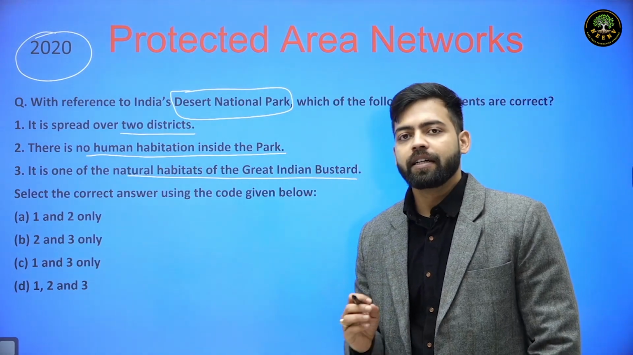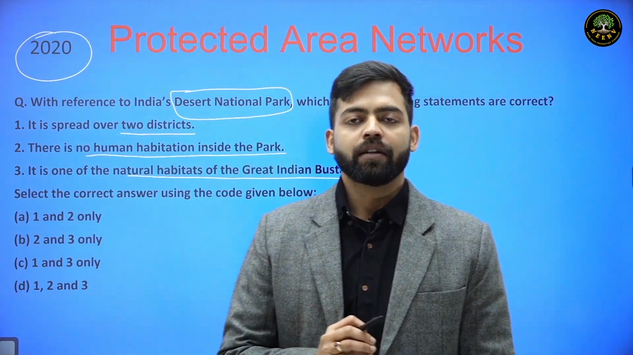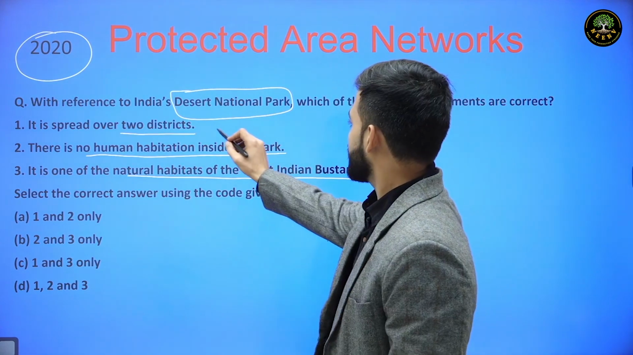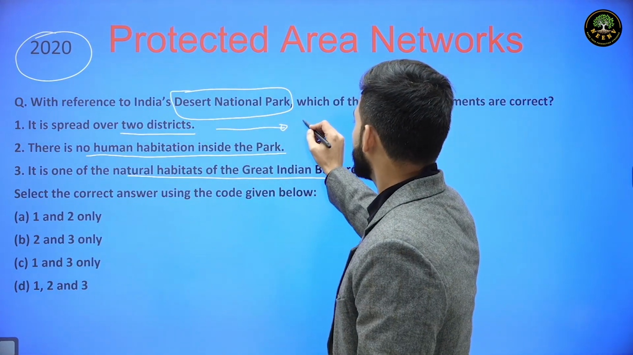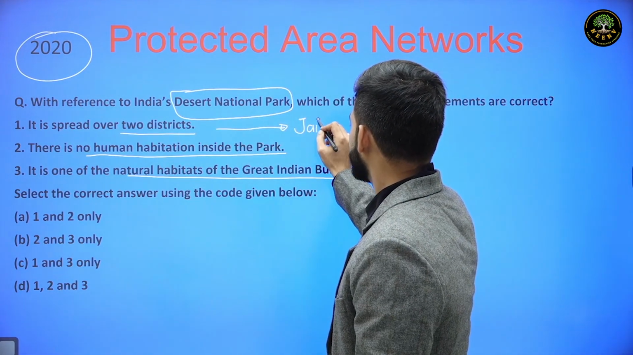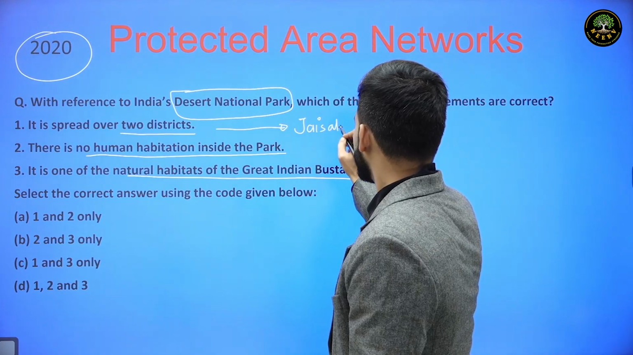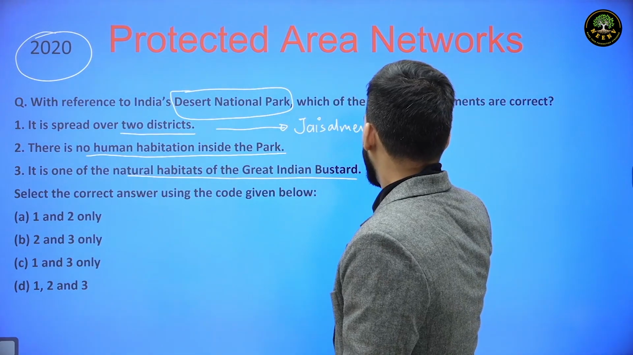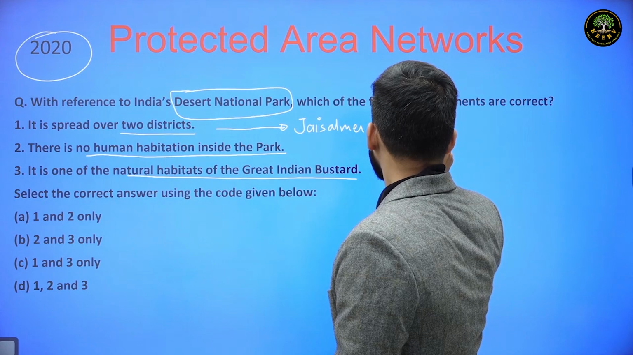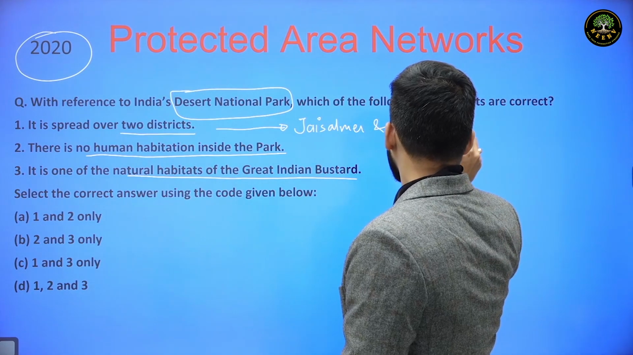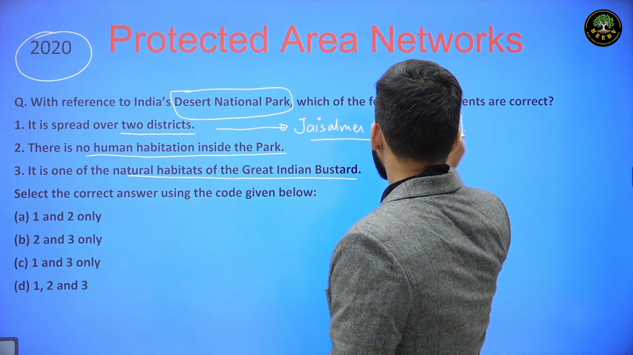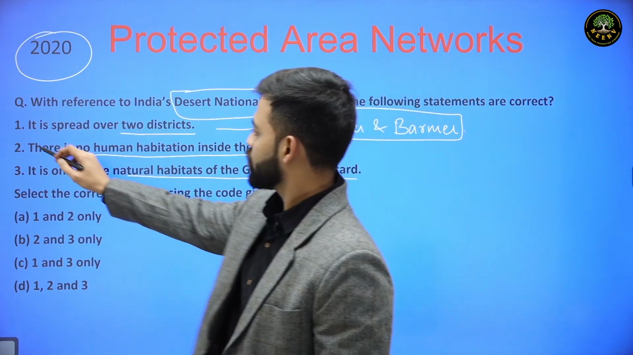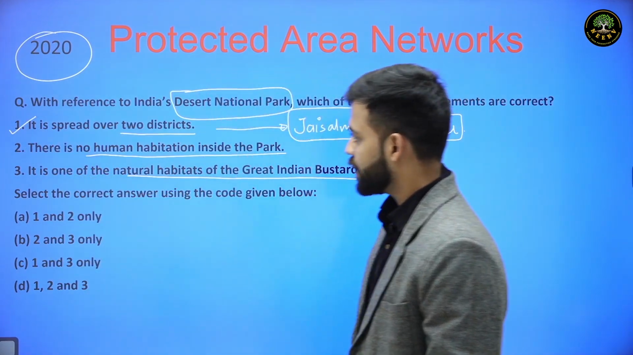Now, as far as India's Desert National Park is concerned, it is spread across 2 districts of Jaisalmer and Barmer. So, it spreads across 2 districts. So, this statement is correct.